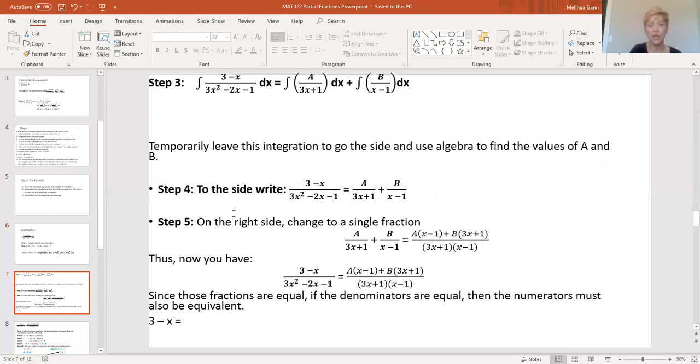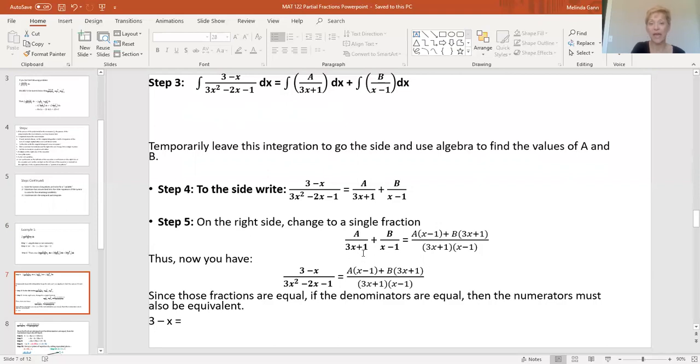Now, here's what we're going to do. We've got this. I just recopied it from the previous page. And I'll leave it and just look at this integrand right here equal to this integrand. Now, step 5 says that you work on the right side. So I need a single fraction. So what's the common denominator between 3x plus 1 and x minus 1? Well, that common denominator is 3x plus 1 times x minus 1.